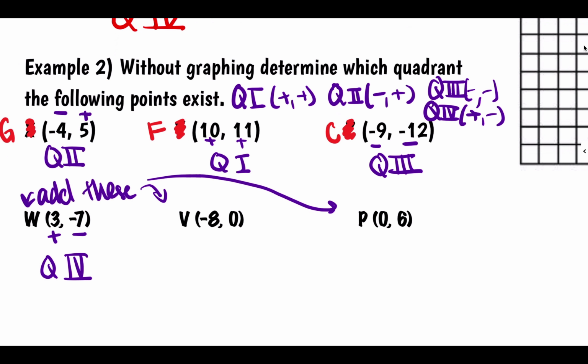V is negative, 0. So that is on the x-axis. And then P is 0, and then the other point doesn't matter. So this is on the y-axis. So this is our y, this is our x.